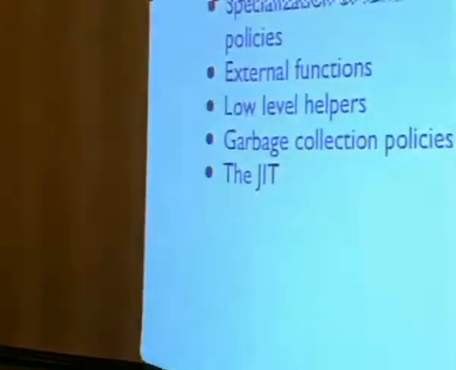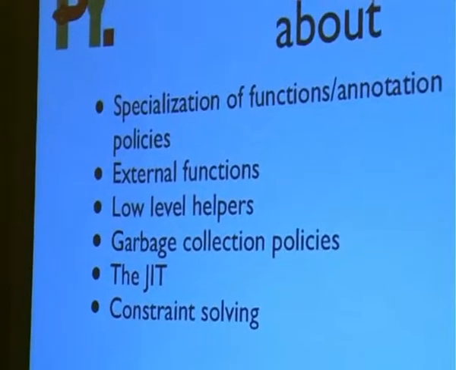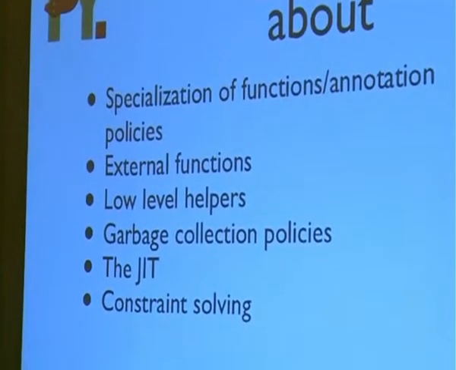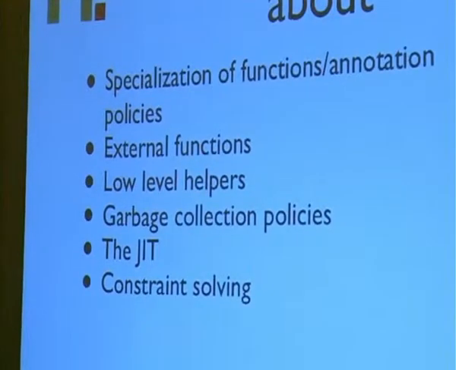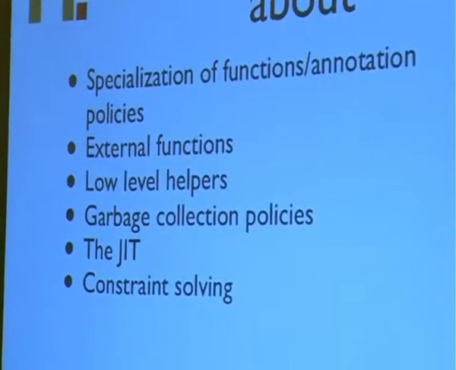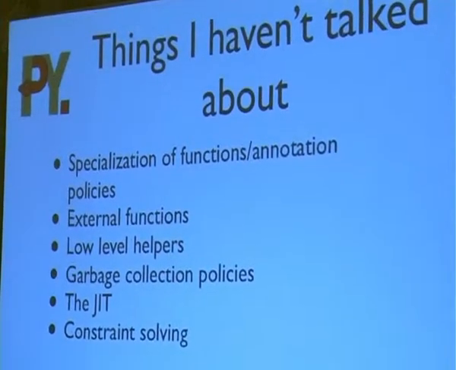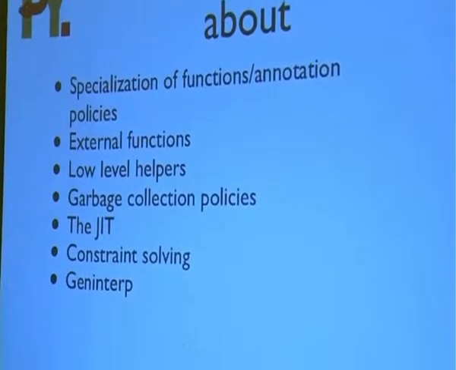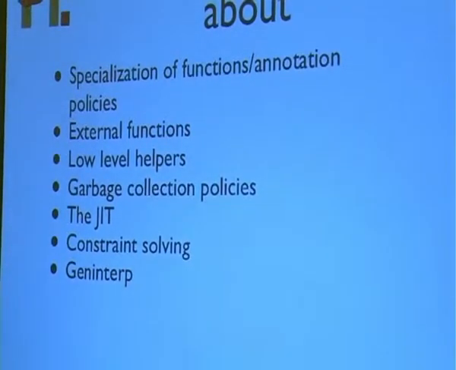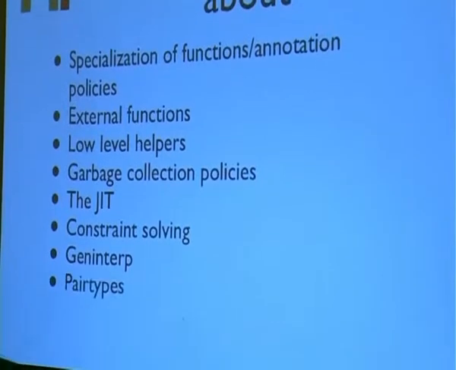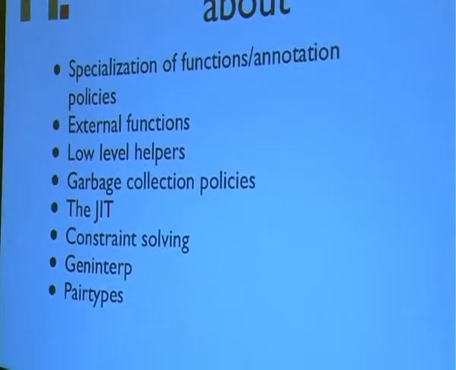The JIT, which I don't really understand what's going on there at the moment. Constraint solving and logic programming integration. There's work being done on integrating somewhat Prolog-style programming into Python. I don't know much about this either. Geninterp is a speed hack, I think, roughly speaking. Pair types are essentially a cute hack way of implementing multi-methods, and they're used by the R-typer.